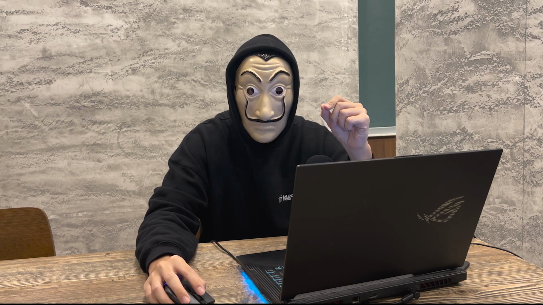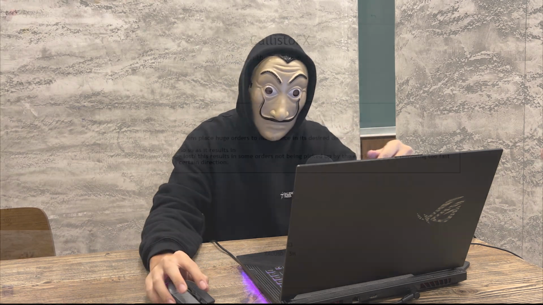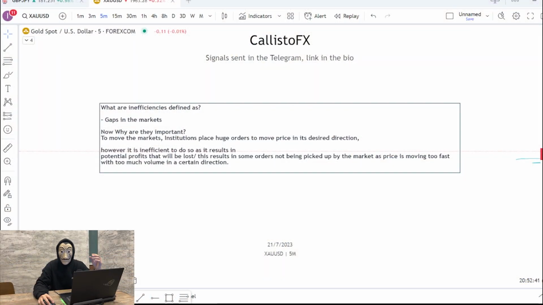So let's not waste any more time and dive into the concept. Alright, so what exactly are inefficiencies? They're basically gaps in the market.